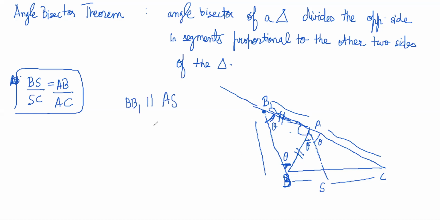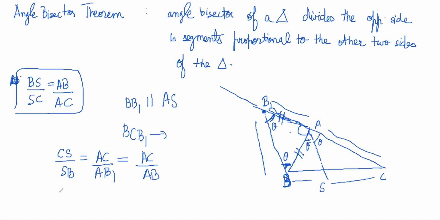So in triangle BCB1, we have Thales theorem now. Two parallel lines are there, right? So we can say that CS by SB is equal to AC by AB1. But AB1 is equal to AB, right?